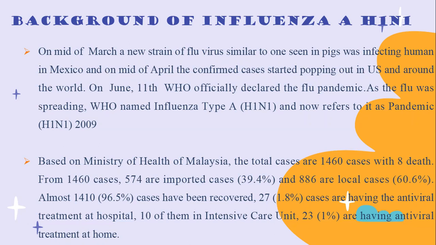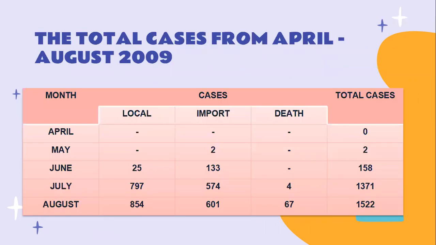From 14,060 cases, 574 are imported cases and 886 are local cases. Almost 14,010 cases have been recovered. 27 cases are having antiviral treatment at hospital, and 10 of them in the intensive care unit, while others are having antiviral treatment at home. So these are the total cases from April to August 2019 in Malaysia.